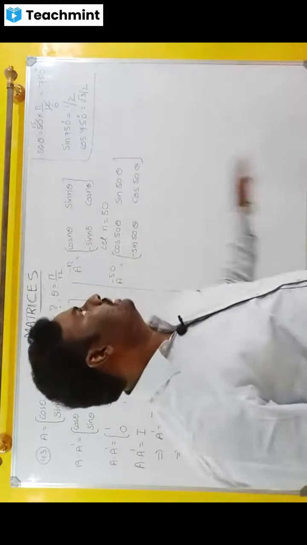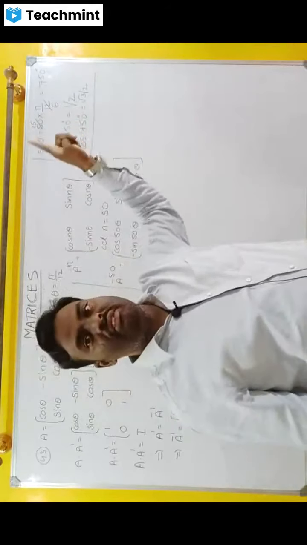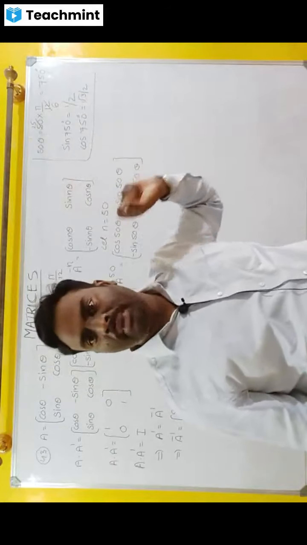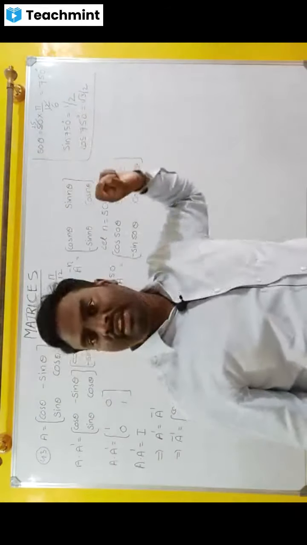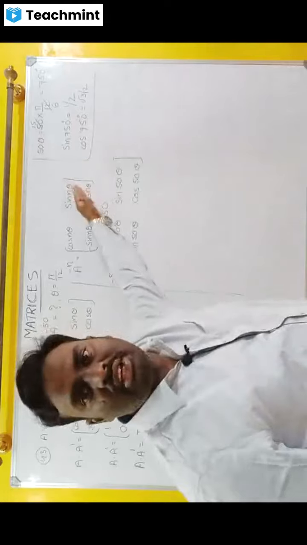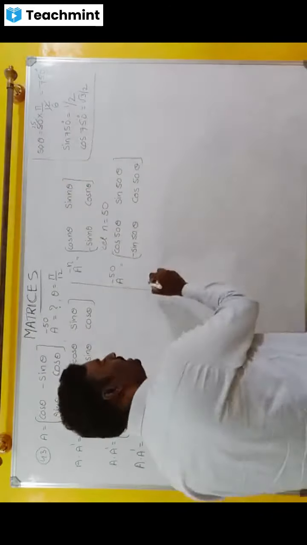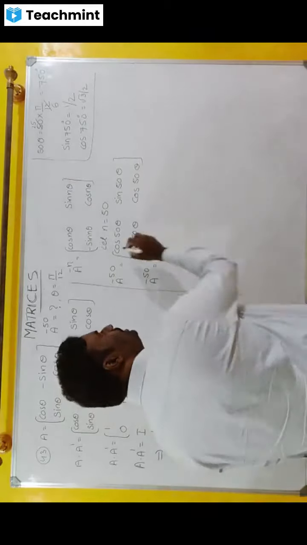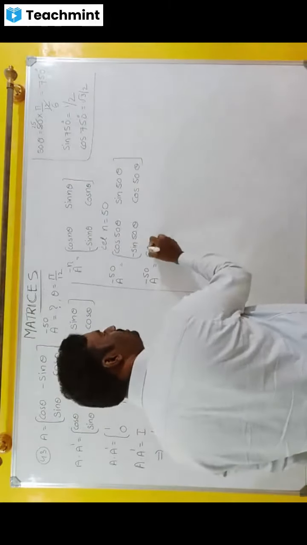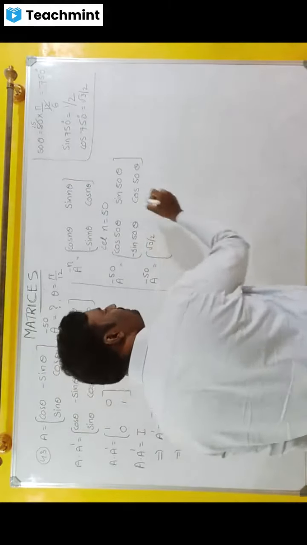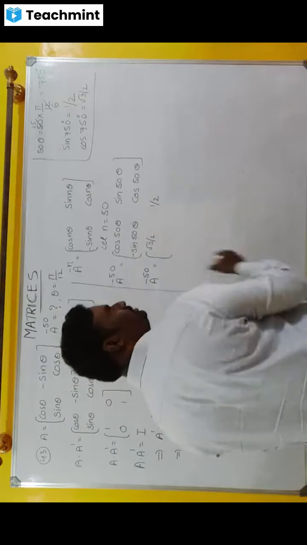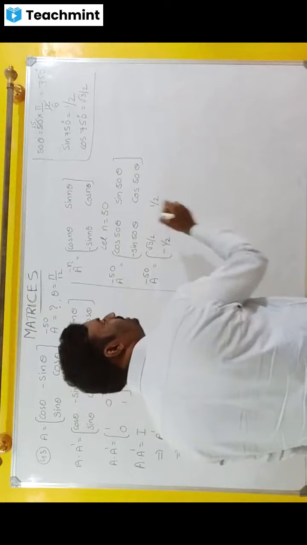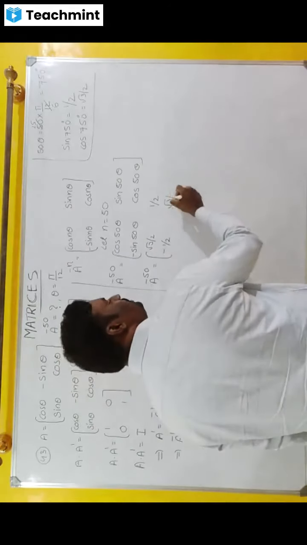Finally we got 750. The sin 750 value is 1 by 2. The cos 750 value is root 3 by 2. Substitute those values here. Then what will we get? A power minus 50 is equal to cos 750, that is root 3 by 2, sin 750 is 1 by 2, minus sin 750 is minus 1 by 2, cos 750 is root 3 by 2.